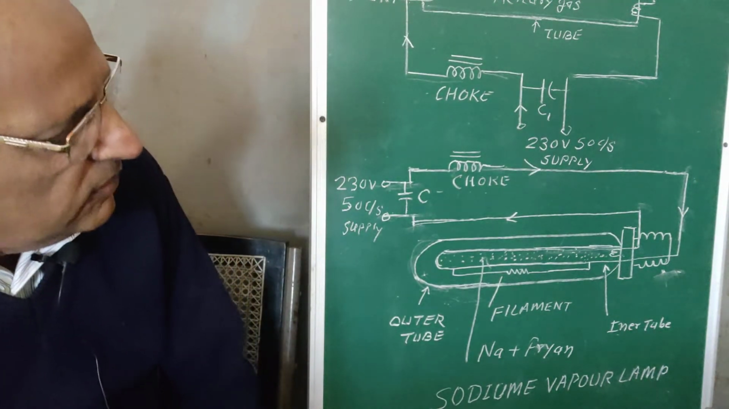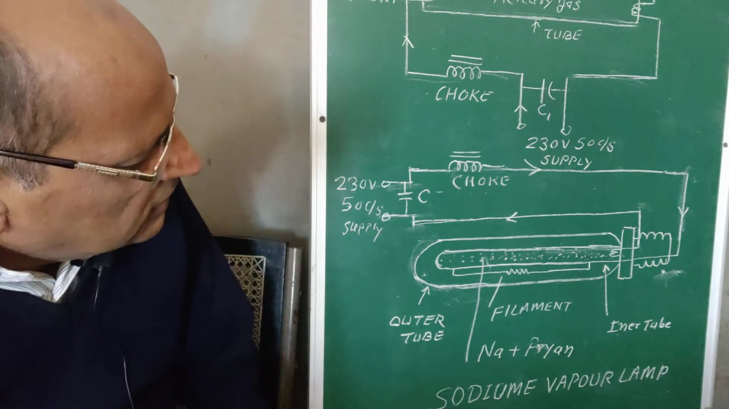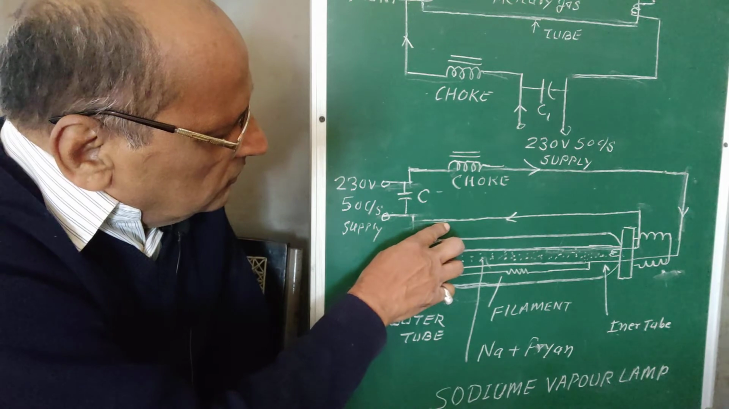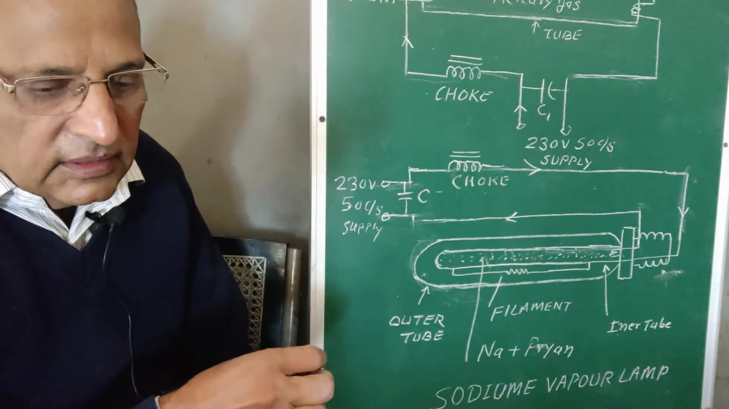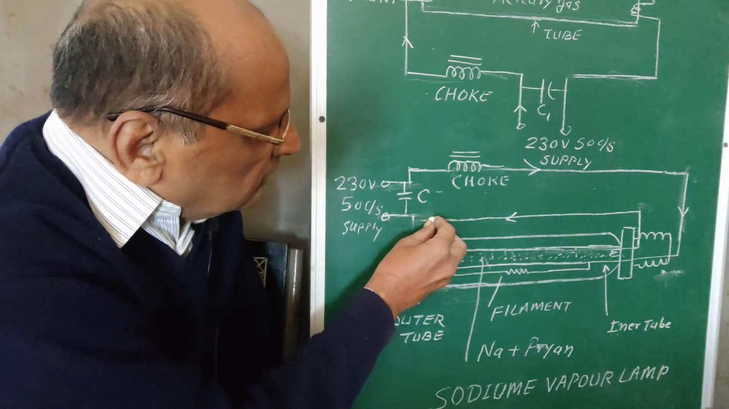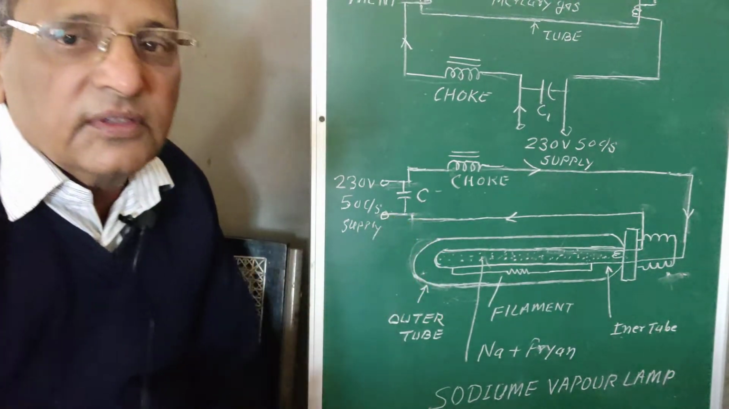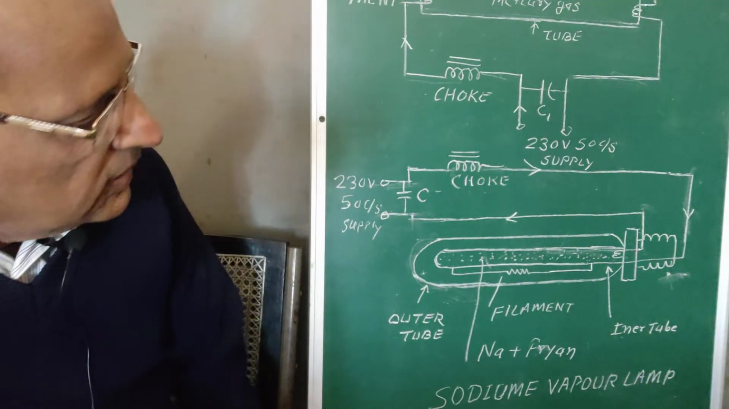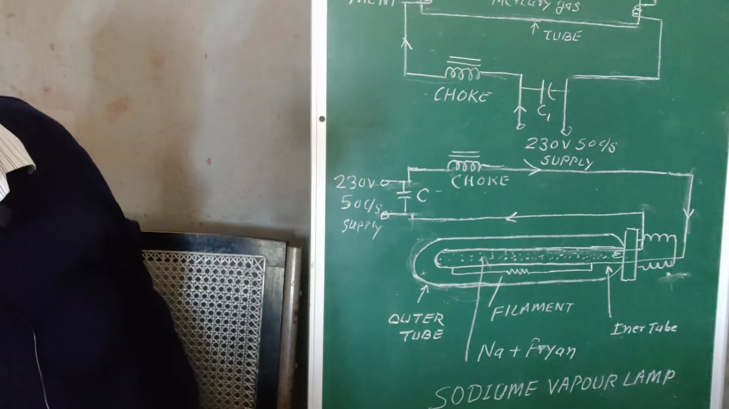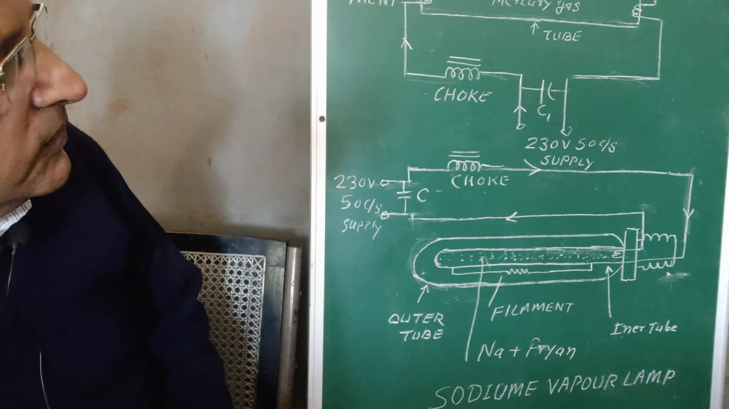In some lamps a current limiting resistance is also connected, so we can maintain the current in the lamp. This particular circuit I have shown is a sodium vapor lamp circuit, and a similar circuit is useful for the mercury vapor lamp also.